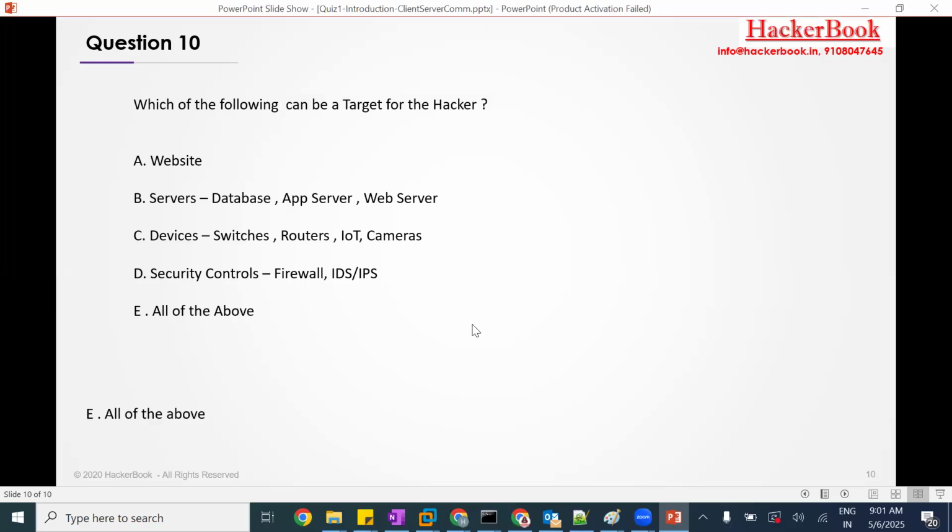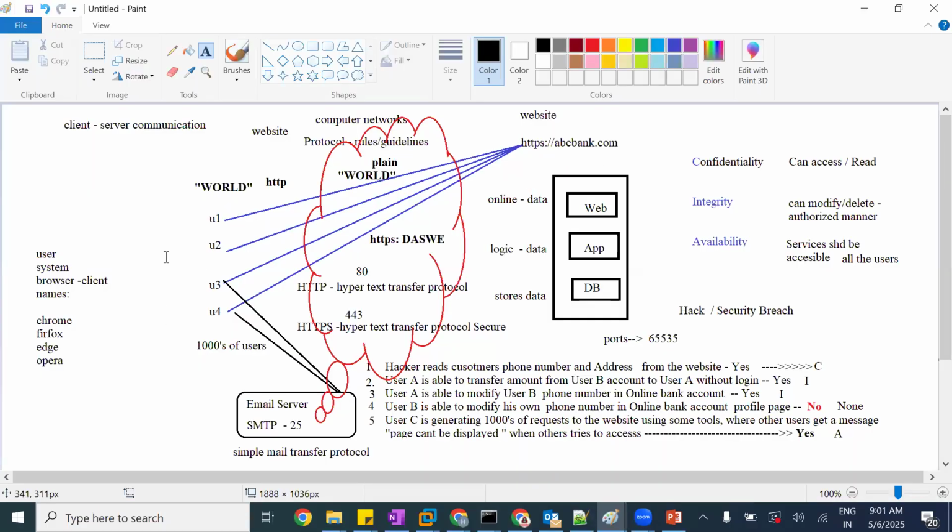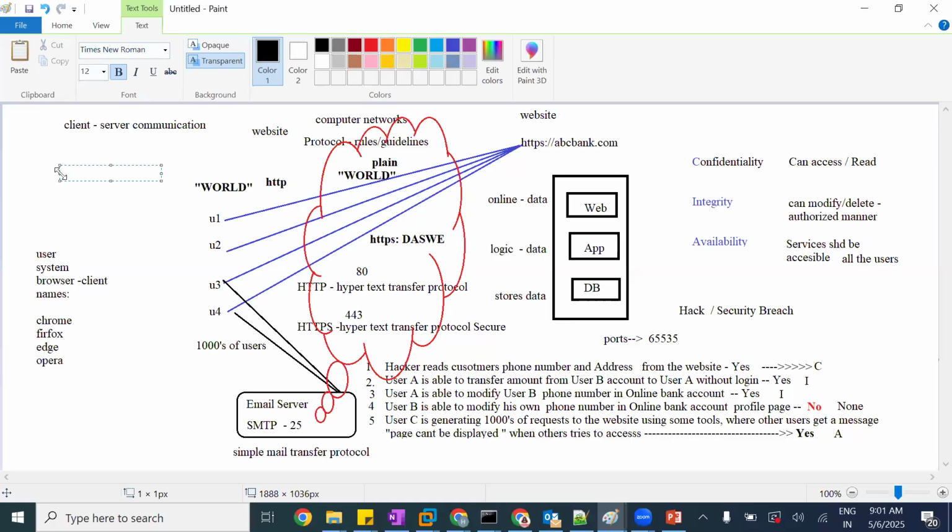Let me show you the requirement. Notes and docs will share some question and answers with you. That's not a problem, but not for all the topics.